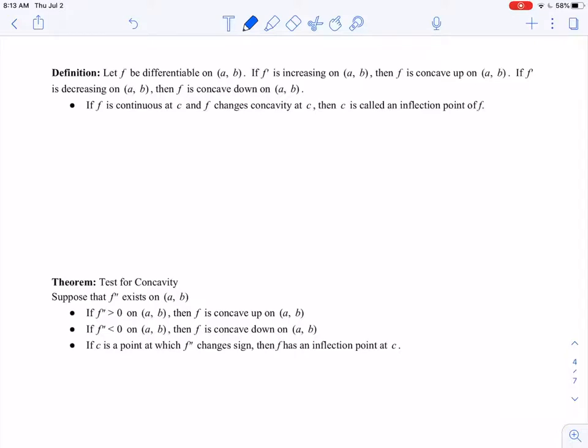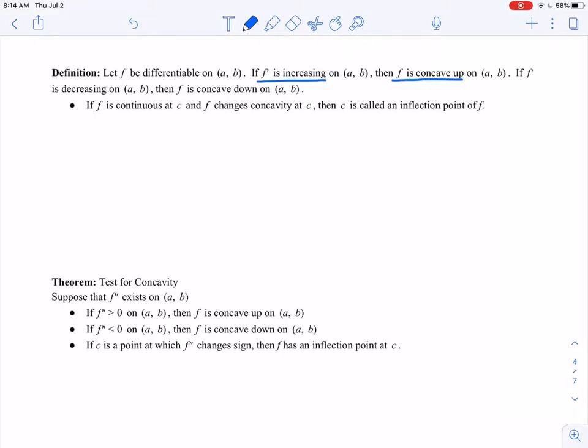Just like the first derivative can tell us about how our function is increasing, the second derivative can also tell us about how our first derivative is increasing. So we're going to work with some differentiable function. Let's say if f prime is increasing on a to b, then we say that f is concave up on a to b. So let's look at what this actually looks like.